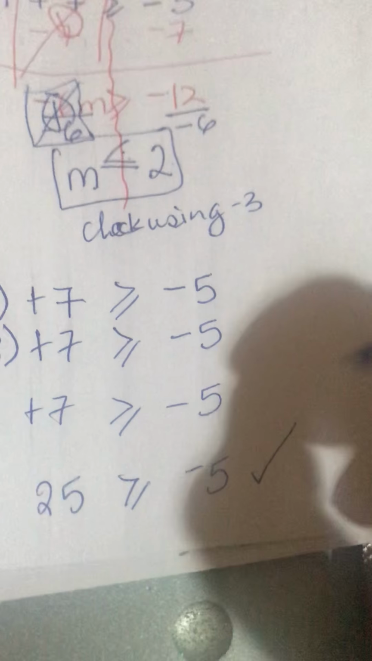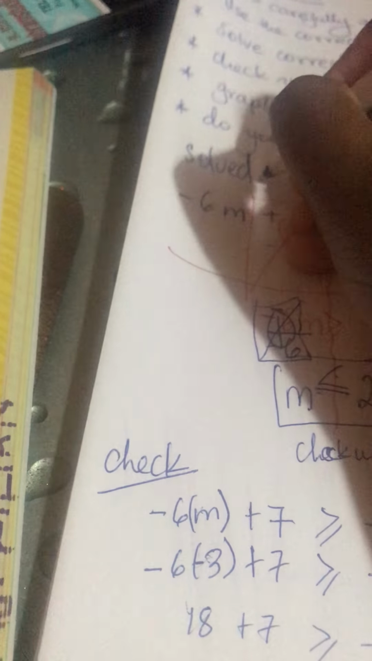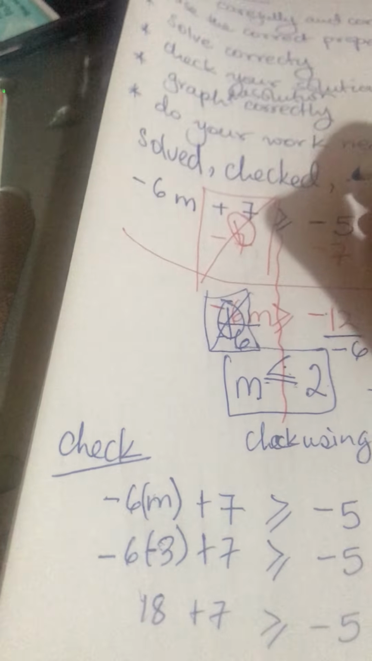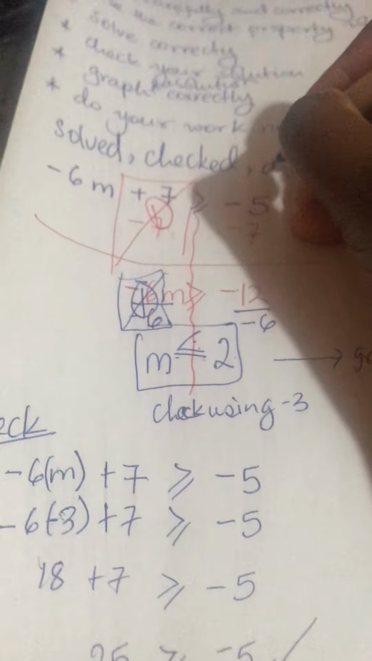And you go that way. Okay? And so what have you done? You have solved. You have checked. And you have graphed. Those are the 3 things the question wants. Solve, check, graph. So, there. Let's do another example.